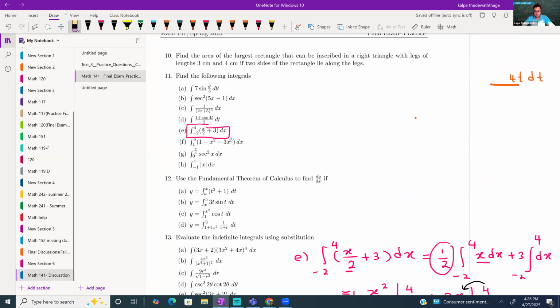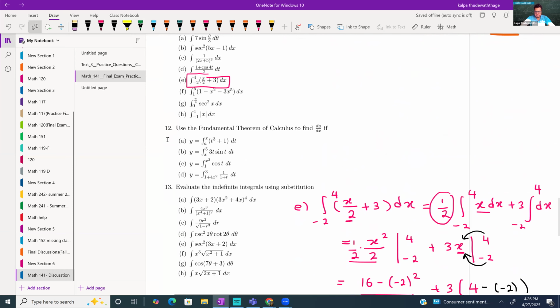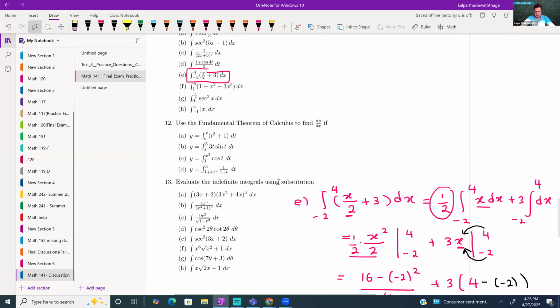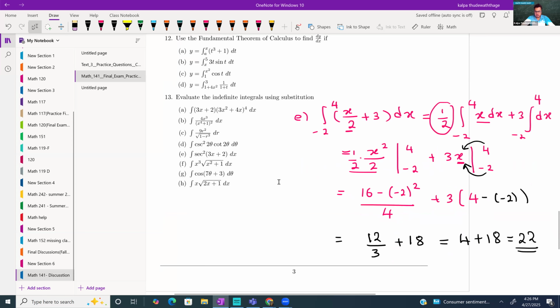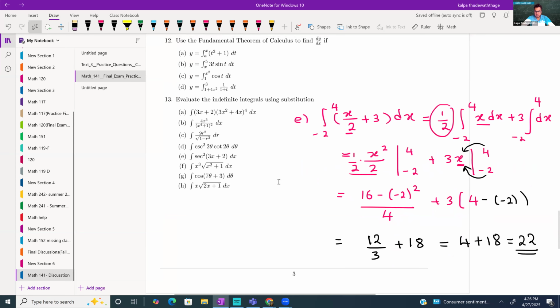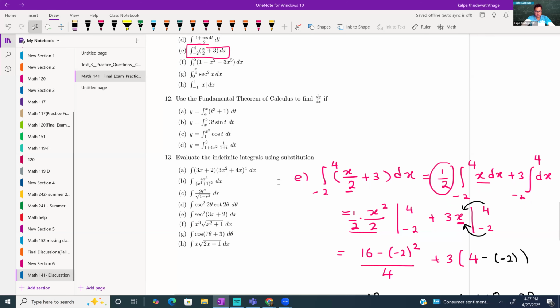So let me see if I make any mistake. Let's see. So I think everything is good. Okay, the power 2 is a 4, the 4 times 16, divide by that. So I have 18 here. No division. Okay.